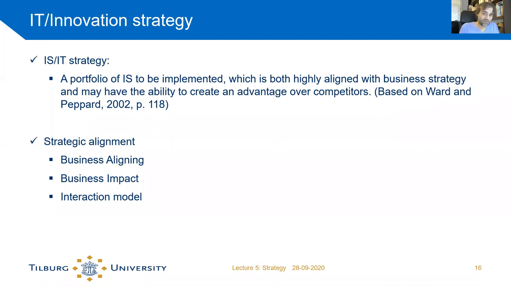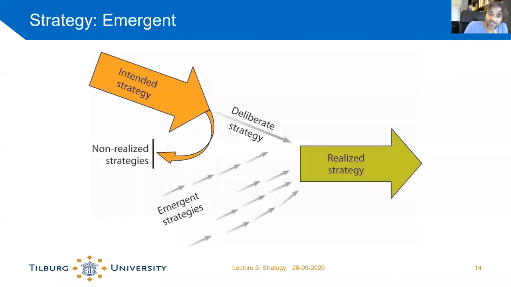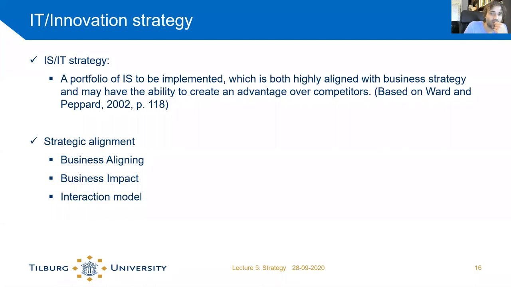So basically, based on your strategy, you can think of, okay, what innovations do we want to focus on? Technology innovations or other innovations? But like I said in this slide, that's not always the case. It does not always work that way. It's sometimes the other way around. And that is what's called strategic alignment. And strategic alignment means that you think about the relation between technology and innovation and your organization strategy.